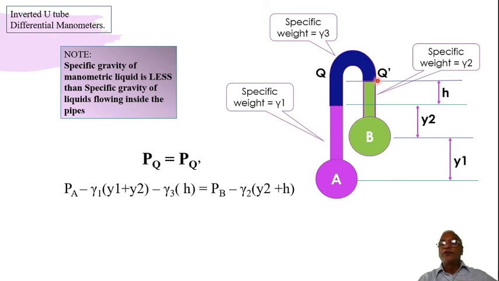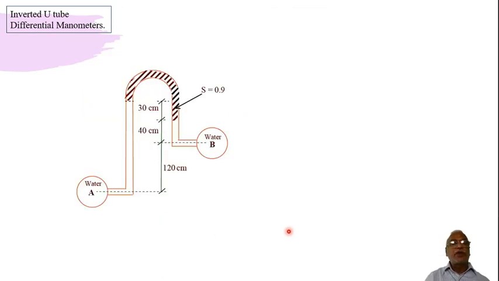Now how do I do this? I again start with PB. You can just see here, PB minus, in the liquid of gamma 2 through what distance? Through distance of Y2 and H. I'll reach Q dashed. So gamma 2 into bracket Y2 plus H. So this makes an equation. So from here, PA minus PB or PB minus PA can be worked out.